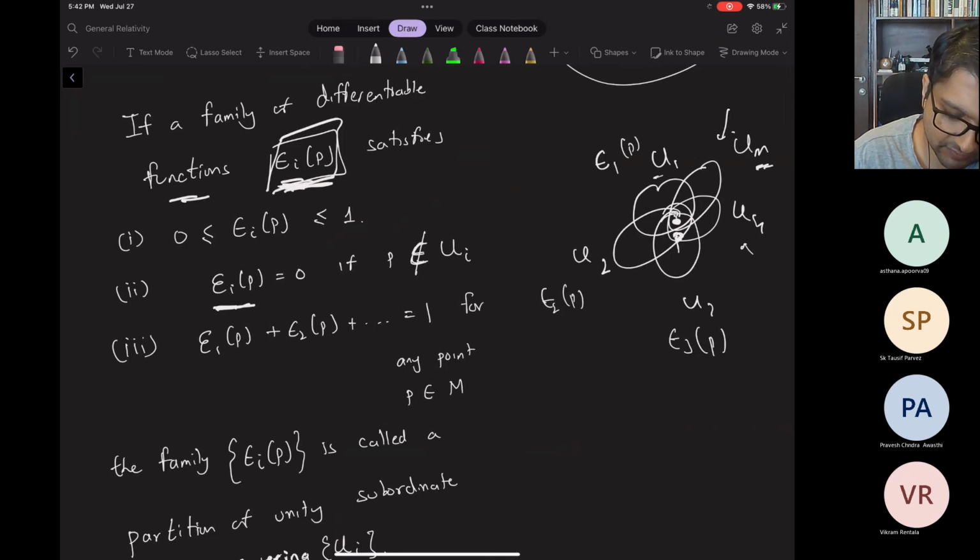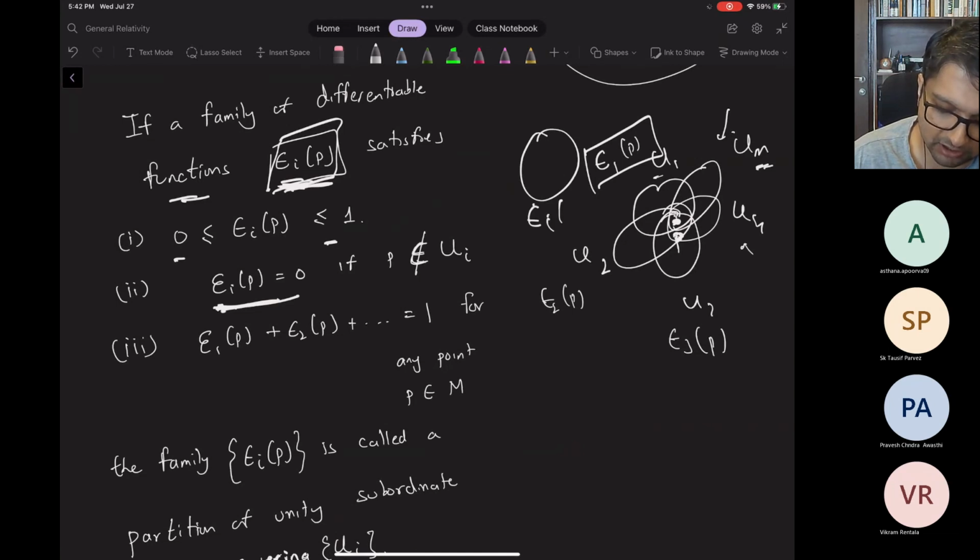first of all, this function is differentiable. Secondly, it lies only between 0 and 1, including 0 and 1. Epsilon is 0 if the point P does not belong to any of those U_i's. So for example, there could be other patches on the manifold that don't contain this point P. In that case, epsilon associated with this patch is 0.